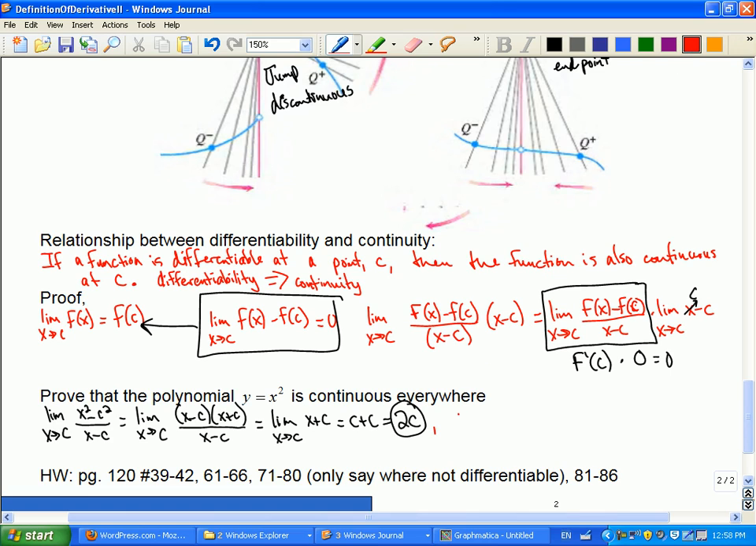So all I would do to finish off my proof is say 2c is defined for all real numbers, and therefore x squared is differentiable everywhere and continuous everywhere.